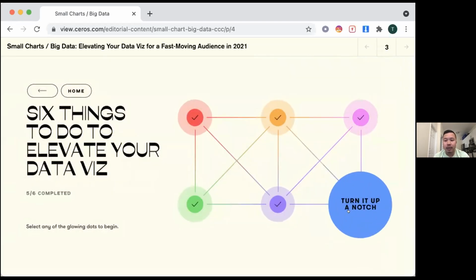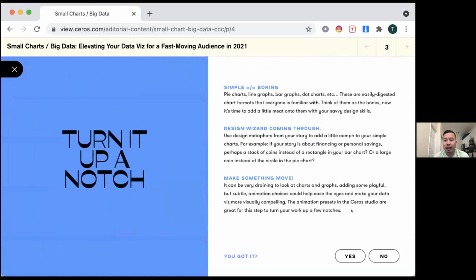And then last but not least, take it up a notch. Pie charts, line graphs, bar graphs, dot charts, etc. Those are very easily digested chart formats that everyone is familiar with. And while I agree that simpler is better, that doesn't mean they have to be boring, right? So think of them as the bones and now use your savvy design skills to add a little meat onto it.